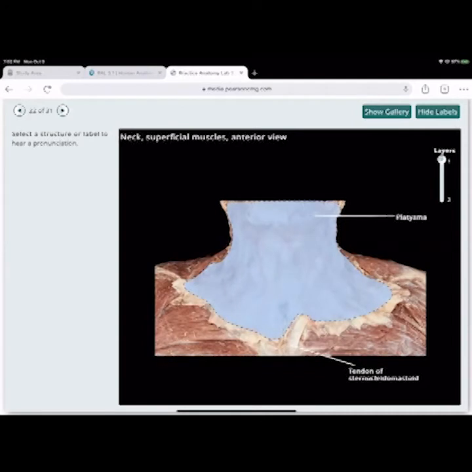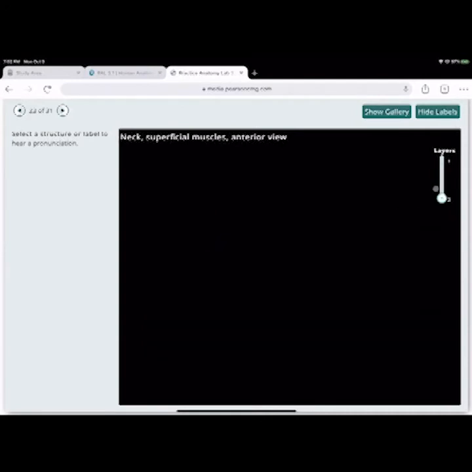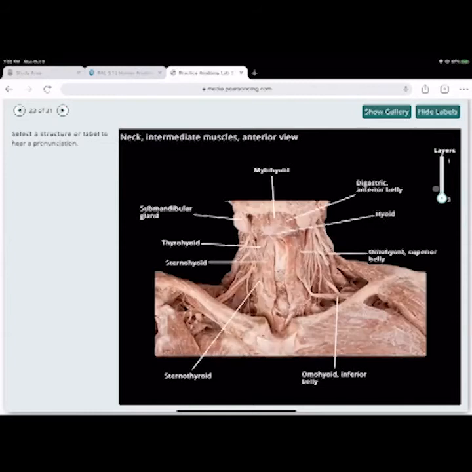Okay, we'll dissect a little bit deeper on that. Okay, take the platysma muscle off. Below it, you have the mylohyoid. Again, the hyoid bone is the only bone that does not articulate with any other bone of the human body. Okay, it's a free-floating bone. It's just connected by muscles to the mandible.